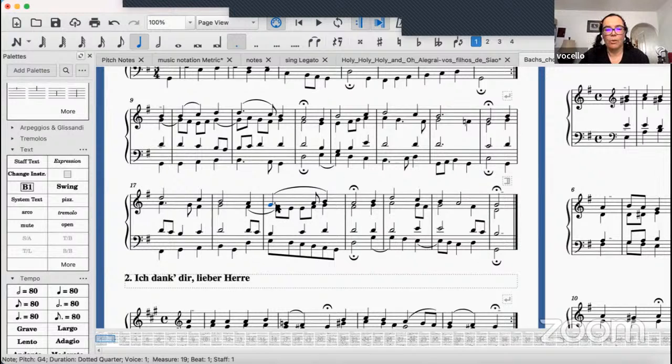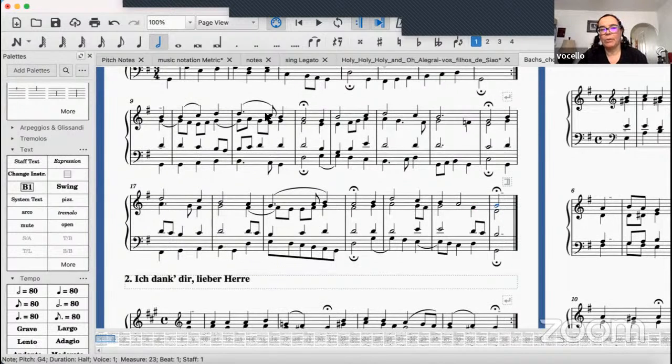So 1, 2, 3, 1, 2, 3, that refers to that dotted chord note. Chord note, half note with the fermata, half note, chord note with the two eighth notes, half note, chord note, half note, chord note, and half note.